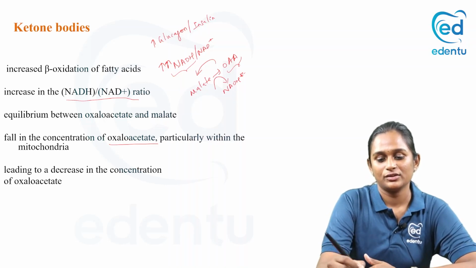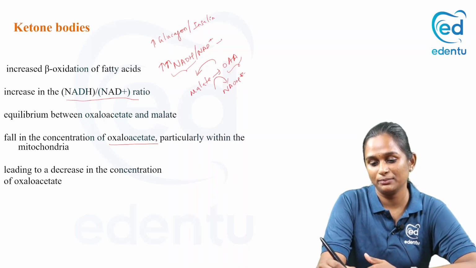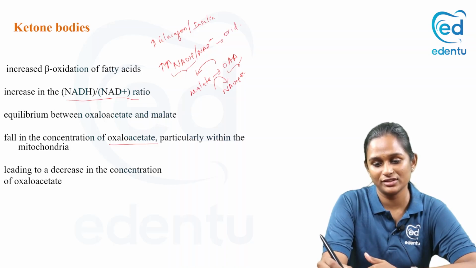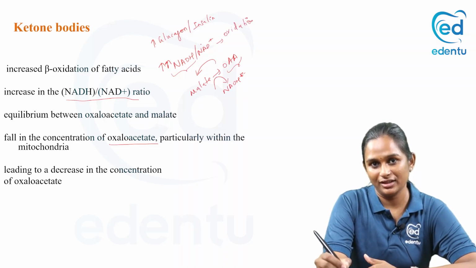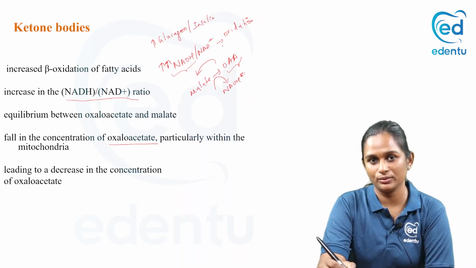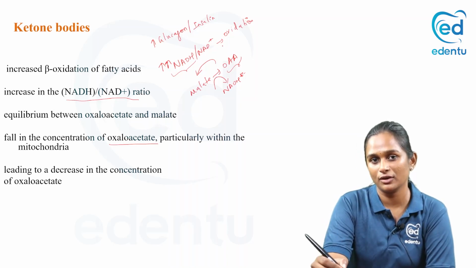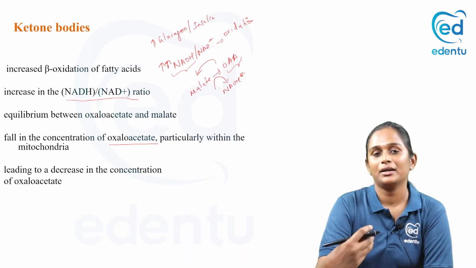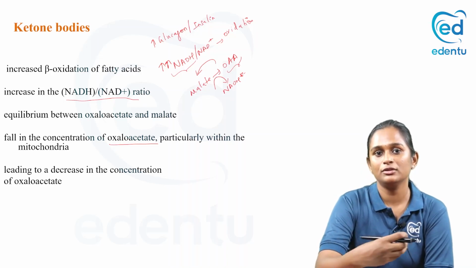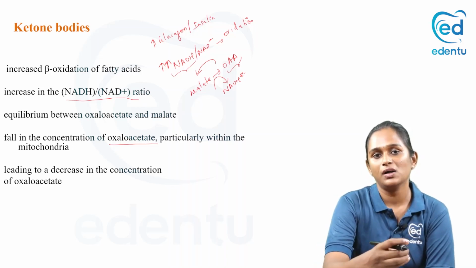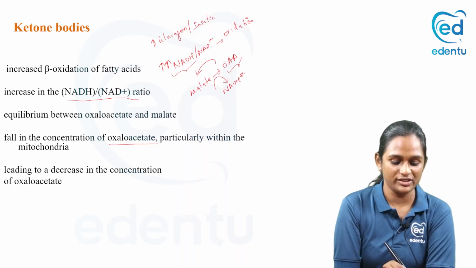So there will be an increased NADH to NAD plus ratio because of fatty acid oxidation. This NADH to NAD plus ratio has resulted in conversion of all the oxaloacetate to malate, and oxaloacetate is not available to start the TCA cycle. So all the acetyl-CoA will go in for ketone body synthesis.